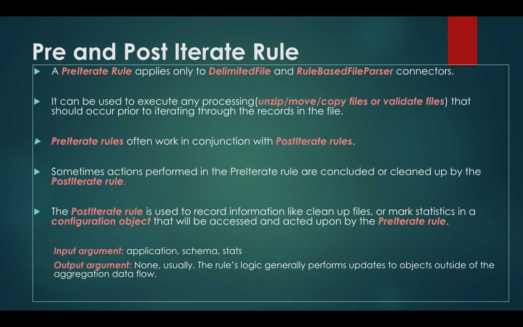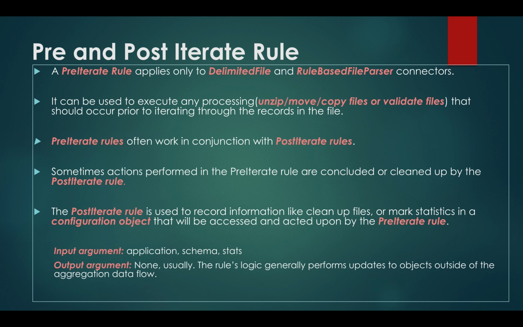The other important rules under connector rules are the pre-iterate and post-iterate rules. Generally, a pre-iterate rule applies to delimited and rule-based file parser connectors. Therefore, it can be used to execute any kind of pre-processing. It can be something like unzipping a folder or a file. We can even perform a move operation, copy files, or validate files between servers. Anything that needs to happen prior to iterating or aggregating the records in the file, in such a case we have to run a pre-iterate rule.